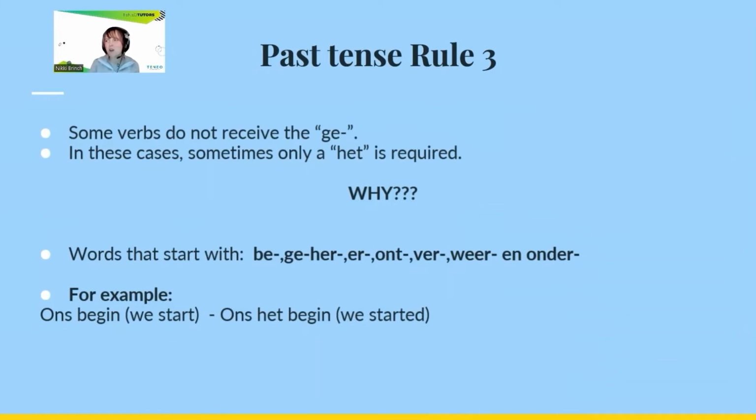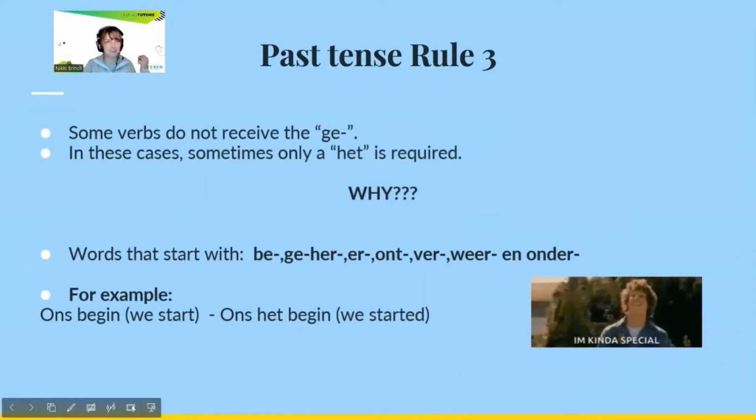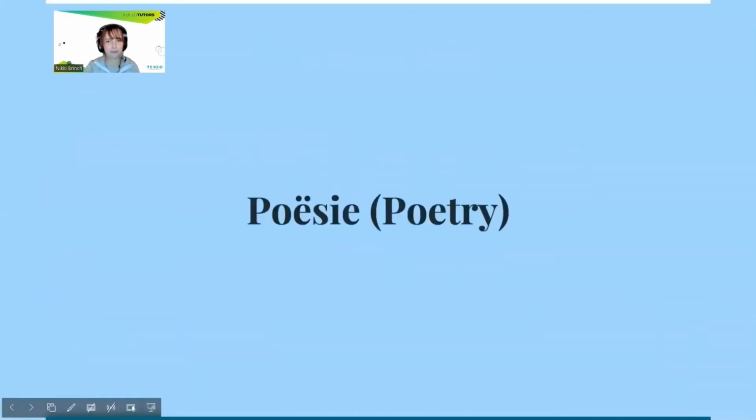It's like saying we began. So here that word begin starts with a BE, which is one of the exceptions. So it doesn't get a ge. It just says ons het begin. And these words, they are kind of special. So just remember this. Words that start with be, ge, her, ont, ver, weer, and onder do not need to get a ge in front of them.